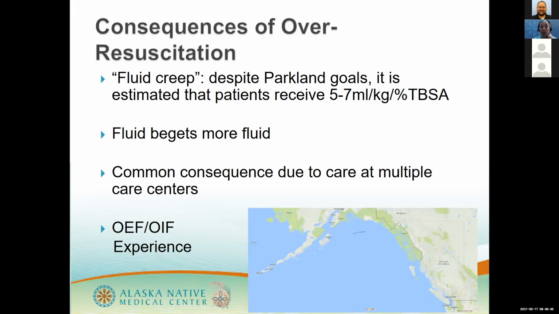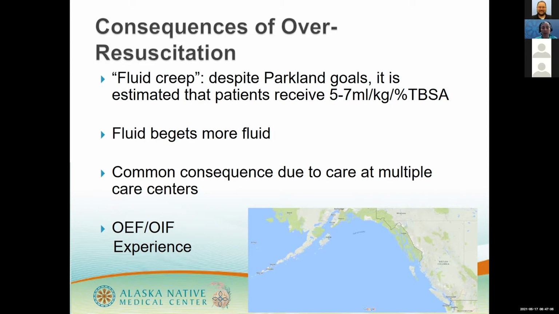We do pretty well here. We actually typically are around 4 cc's, but I look at this to make sure that we're doing our job for not over resuscitating patients. They find that fluid begets more fluid. So if the first person that sees a patient boluses 2 liters and signs that off to the next care center, they're more likely to give more fluids. So it can happen a lot when the patient's being transferred to multiple care centers.